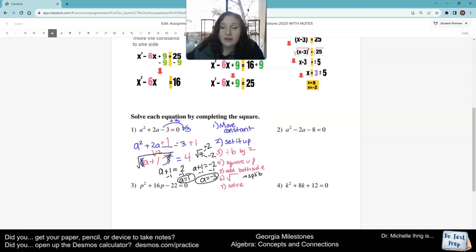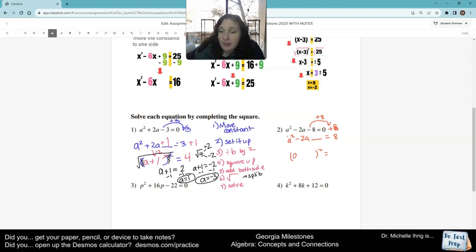Okay, let me do another problem. This time I'll go a little bit more quickly. Here, I move my constant to the other side. The opposite of subtracting 8 is adding 8. That's the beautiful number 8. Then I've got my a squared minus 2a equals 8. Set it up. Honestly, if you were in my class, I wouldn't have written that line after the second problem.